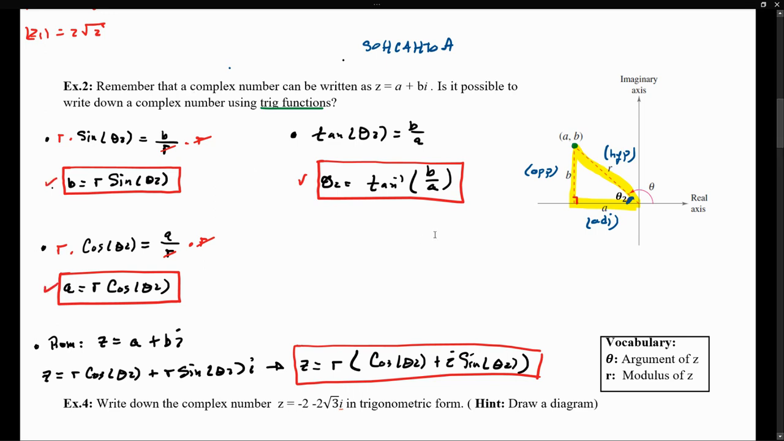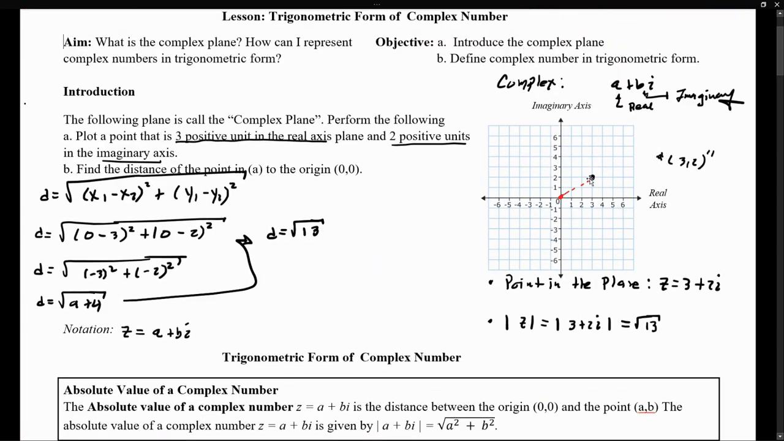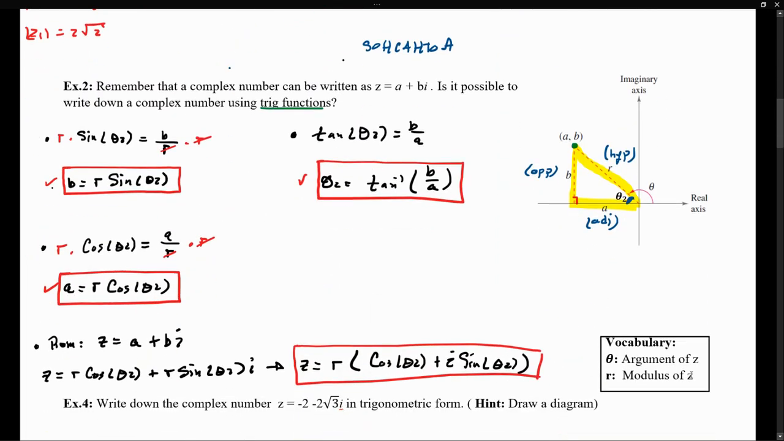So now, just for vocabulary here, r can also be seen as the distance from the point to the origin. This r that we use in here, this distance from the point to the origin, is exactly what we were defining from the beginning of the problem. So r is nothing more than the absolute value of the location given by the point to the origin. And we define that as being the modulus of z. And the theta that we're using is what we call the argument of z.